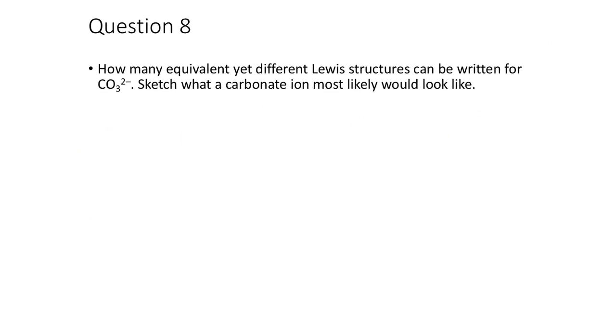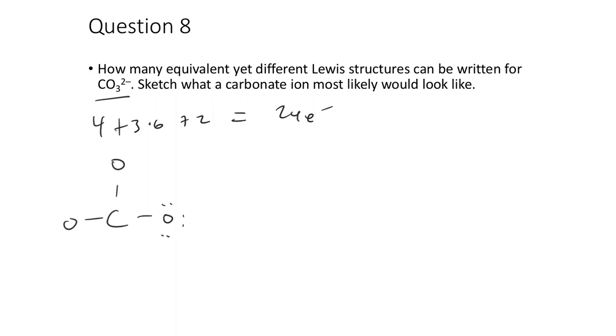Number 8, how many equivalent yet different Lewis structures can be sketched for carbonate ion? So that would be 4 plus 3 times 6 plus 2 for the negative charge. That gives me a total of 24 electrons. So in a lot of ways, this kind of starts like BF3, but just where I have carbon and oxygen instead. So I have carbon, oxygen, complete oxygen octets. Now the difference between carbonate and BF3: at BF3, I got to this point, I had a 0 formal charge, but I now have a positive formal charge on this carbon.